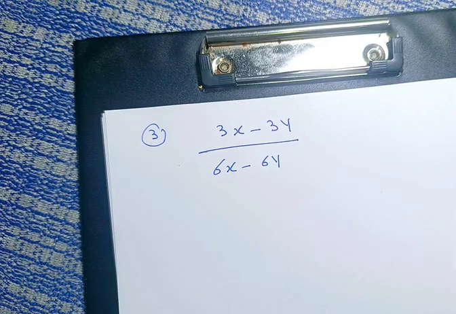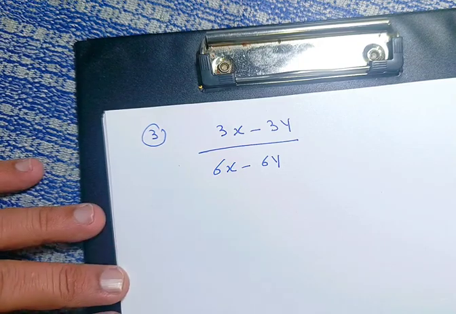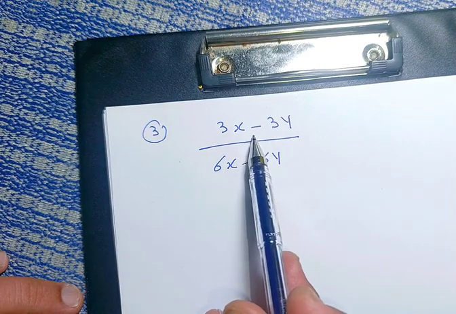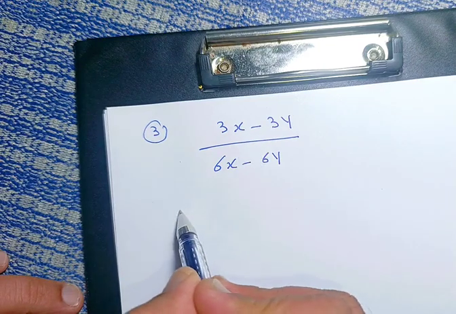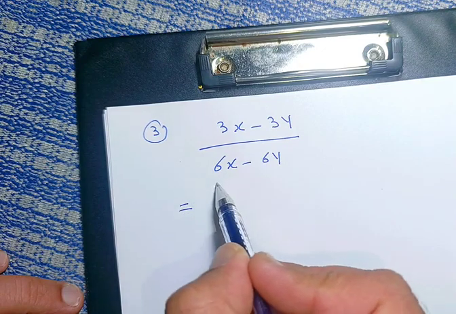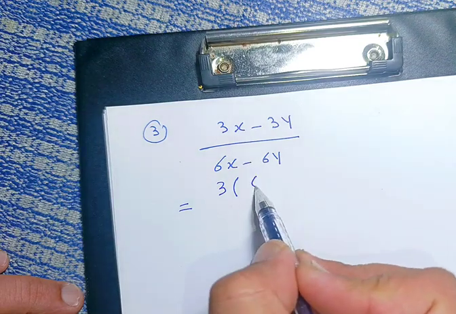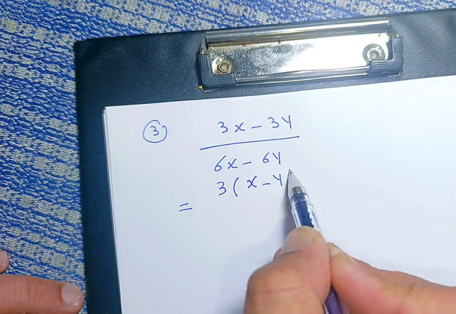So this is my question number 3. Until now we were doing simple algebraic fractions. Now we're going to start where we have to use factorization to simplify. Have a look. Now, is there any common factor on top? Yes, 3 is a common factor. So I'm going to take the 3 common factor out. So what is left there? X negative y.